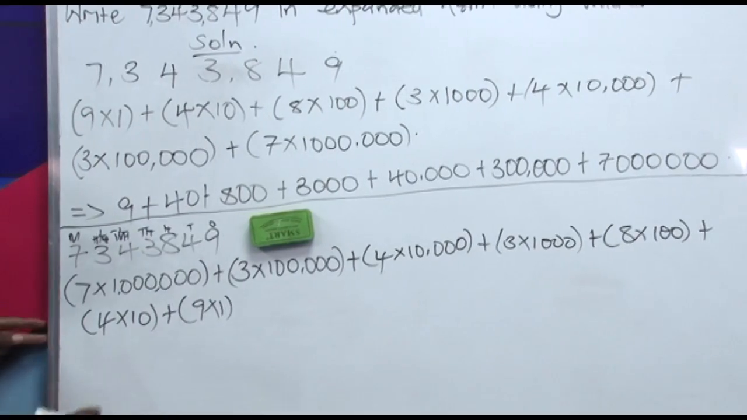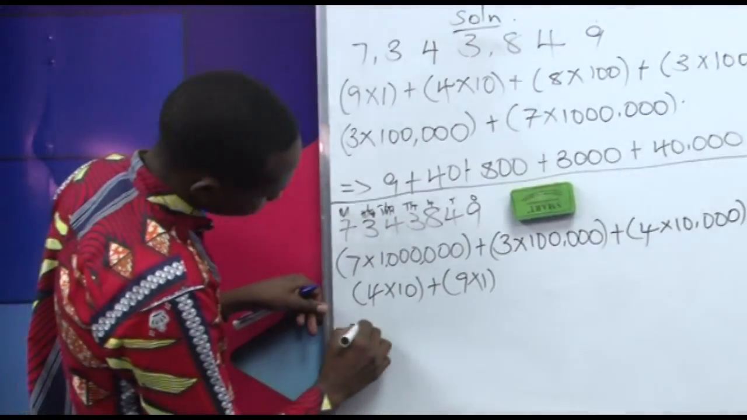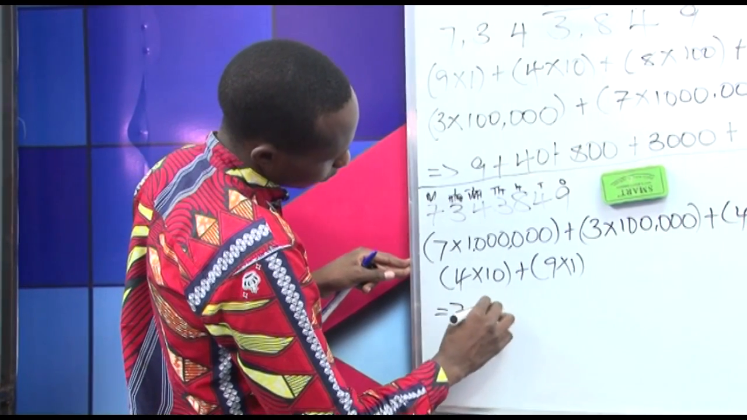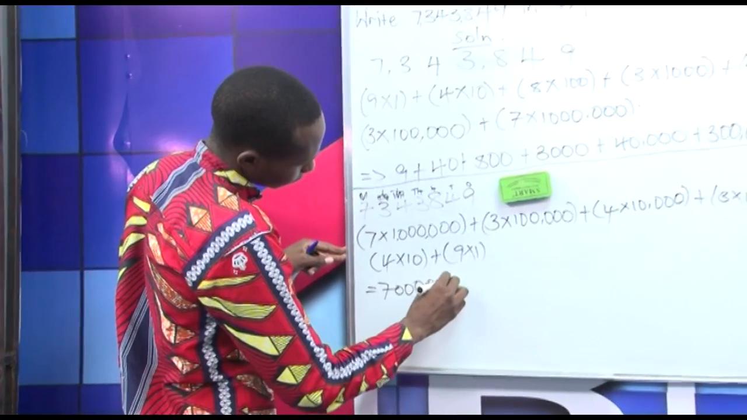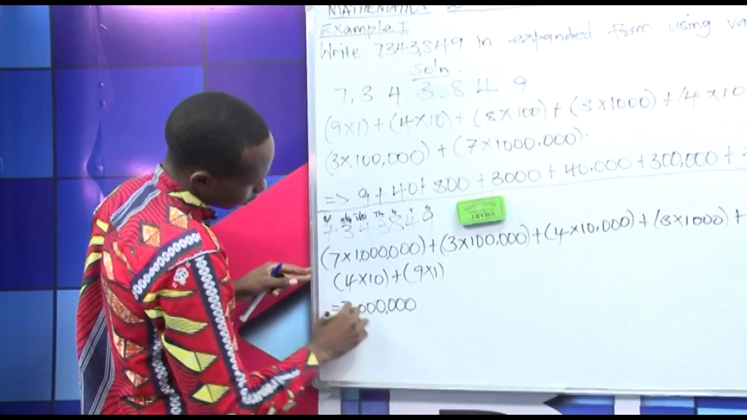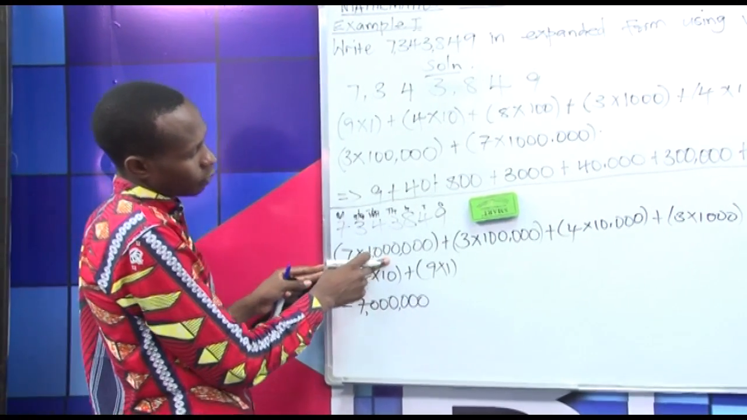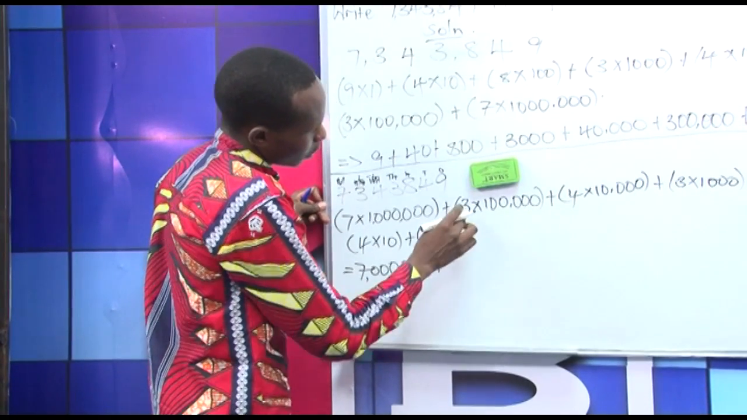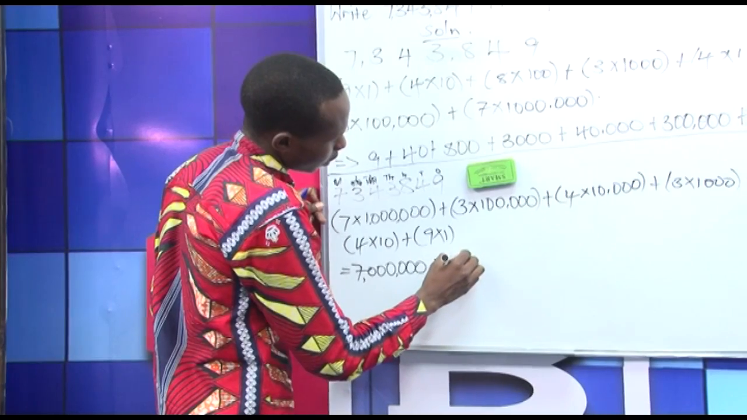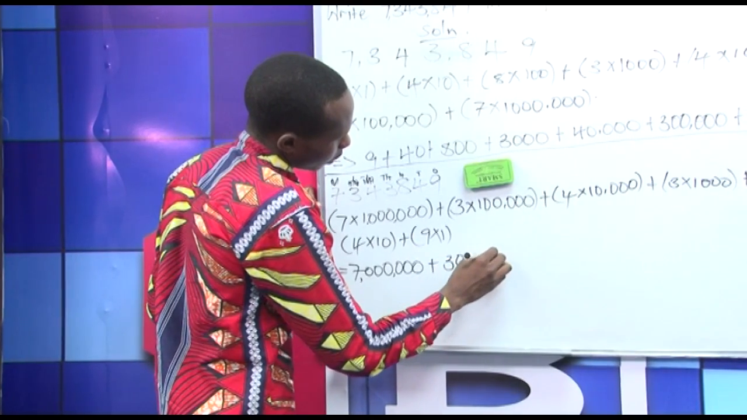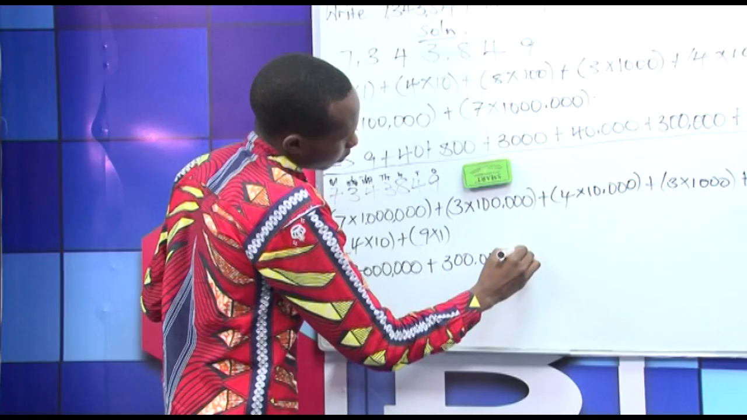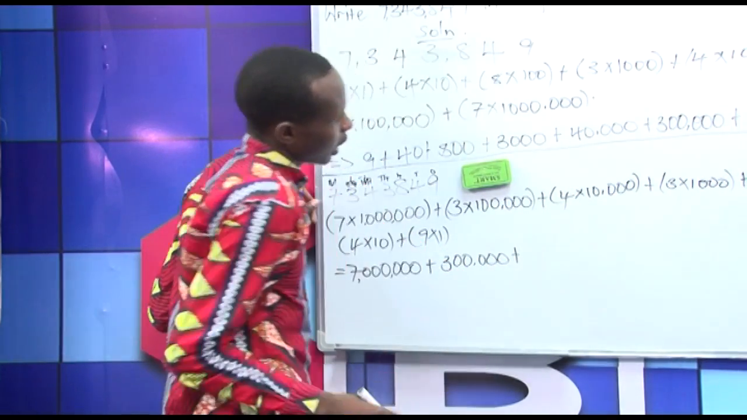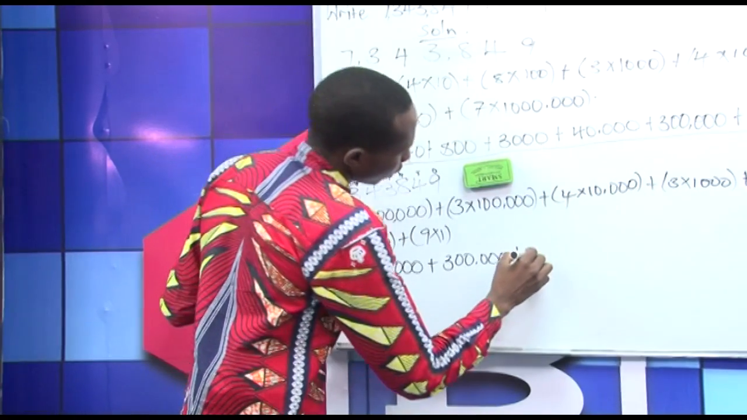So from there, we shall continue and say 7 times a million, it will give us 7 millions. Then what do we have here? Addition sign, plus 3 times 100,000. Plus 4 times 10,000, we shall come out with 40,000.